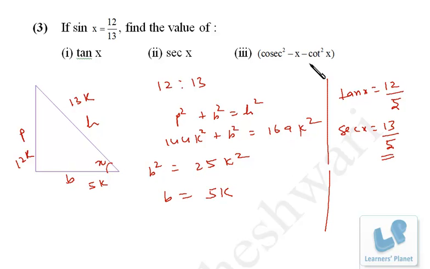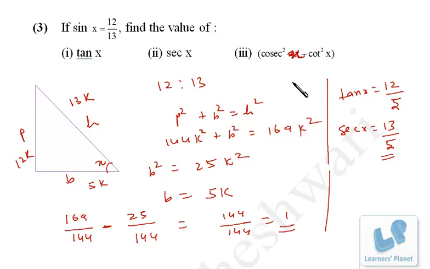And then cosec square x minus cot square x. We have to calculate that. Now what is cosec square x? Cosec x will be reciprocal of sin x. So cosec square x will be what? 13 by 12 square. So that's 169 by 144 minus cot square x. Cot x will be reciprocal of tan x. So it's 5 by 12. So the square will be 25 by 144. So it's 144 by 144, that's 1. So friends, the value of cosec square x minus cot square x is always 1.